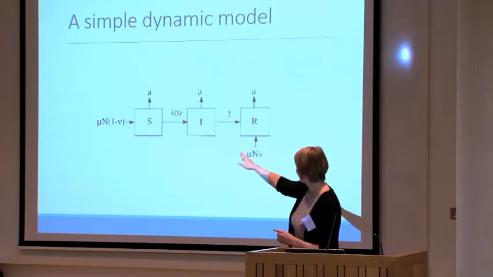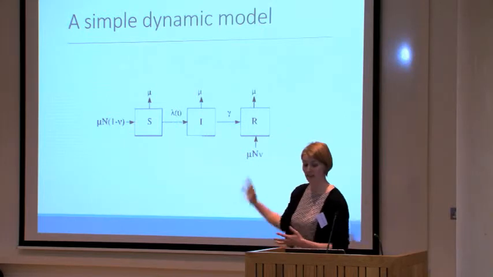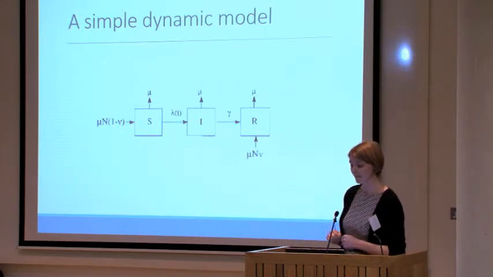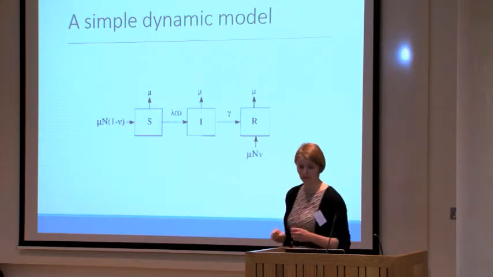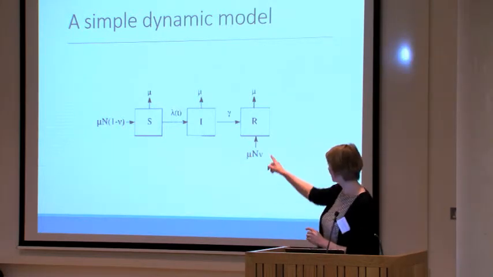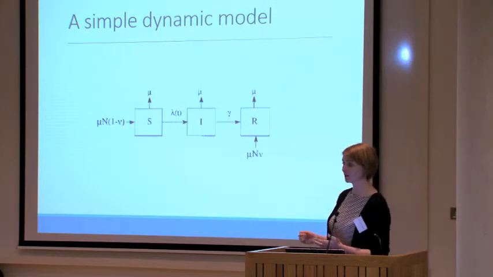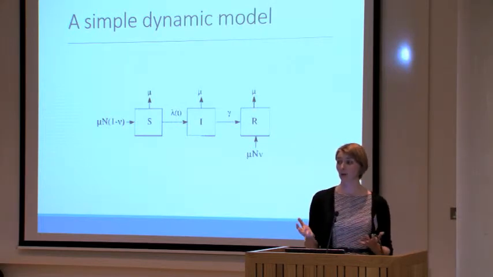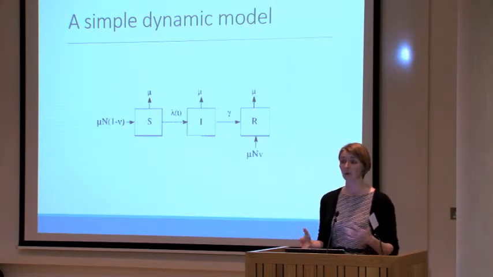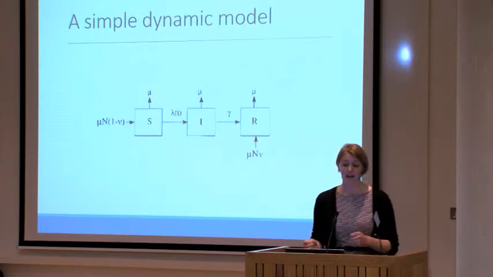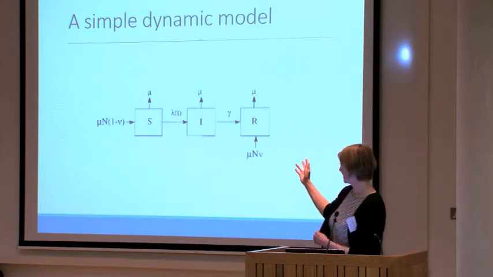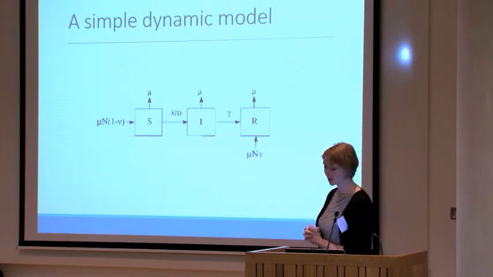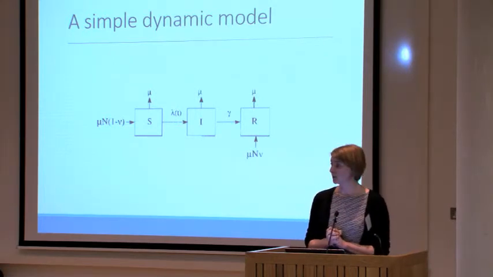People are born into the susceptible class and can die out of any of the classes. And this lambda here, people become infected according to this force of infection and then recover according to another rate. So it's a fairly simple model, but can capture some of these important dynamics of infection. So if you just run this model without vaccination in your computer program.